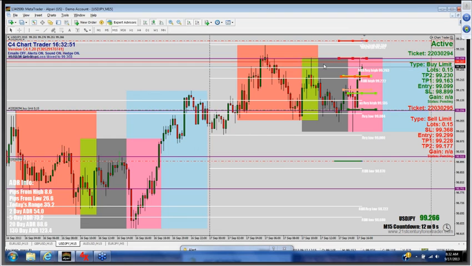So we have the channel information that came from our reports, but then we compressed that just a bit to see where our other levels of support or resistance that we're seeing for the current trading day, compress that down, and then we enter our trades from there, and that's what we've done.